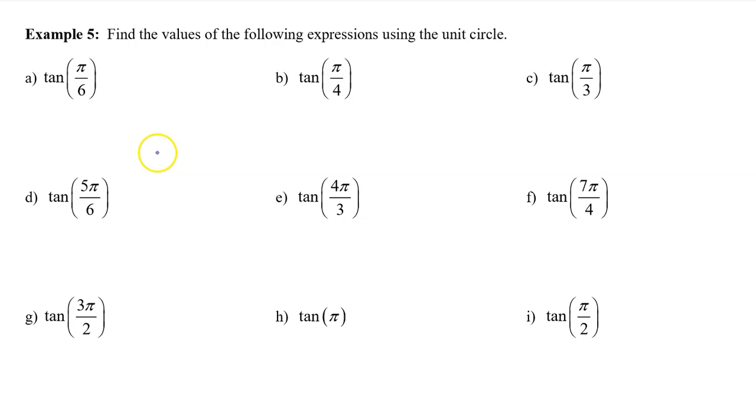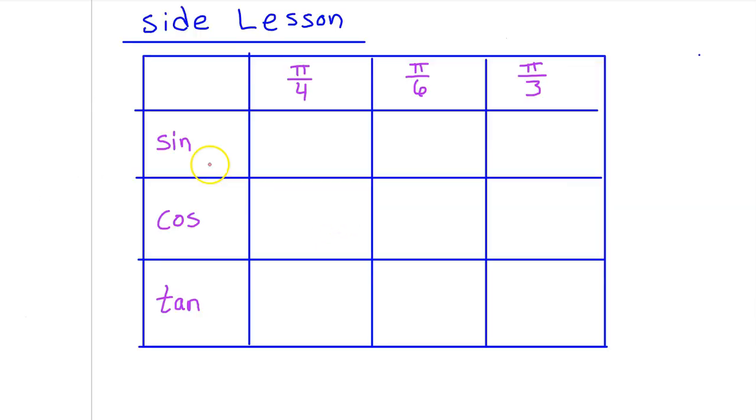For example 5, we are going to practice evaluating the tangent function at special angles. But first, a quick side lesson. I want you to memorize the sine, cosine, and tangent of pi over 4, pi over 6, and pi over 3. Let's run through them right now.